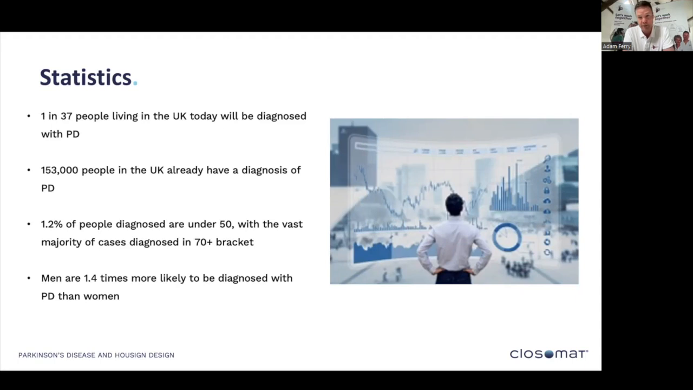Now, that doesn't mean that those people aren't having symptoms for a period of time before that, maybe even significantly before that, and haven't just gone to seek help. But I think, like I say, there's often a misconception that there are a large number of young people, especially men, with Parkinson's disease. Whereas 70 plus, although that's still young by modern standards, it's not as young as sometimes we think. And for an unknown reason, men are 1.4 times more likely to be diagnosed with Parkinson's than women.